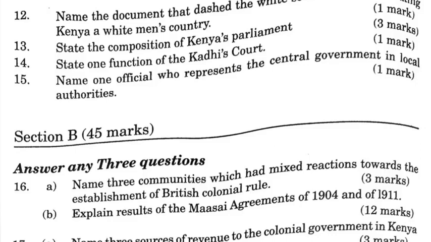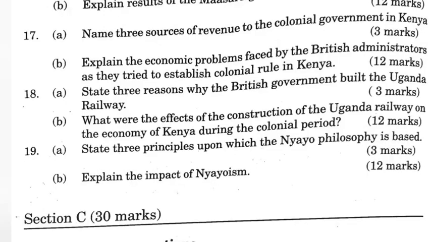7. The Maasai lost their independence. 8. Lenana became a leader with very limited powers. He was reduced to the level of only a figurehead.